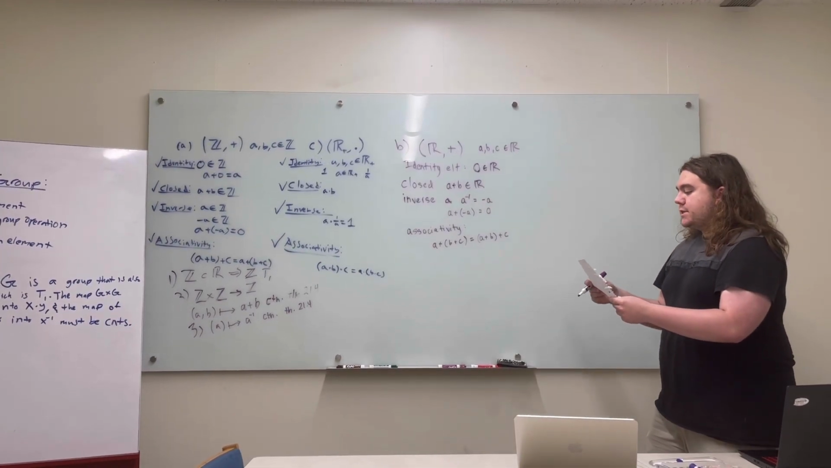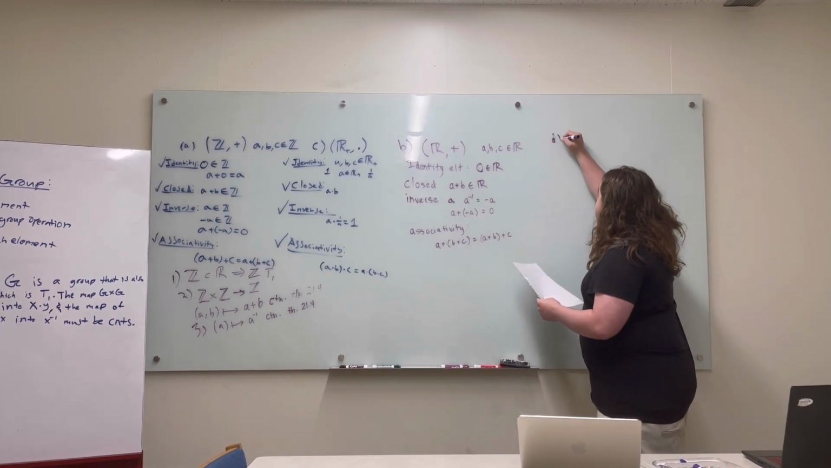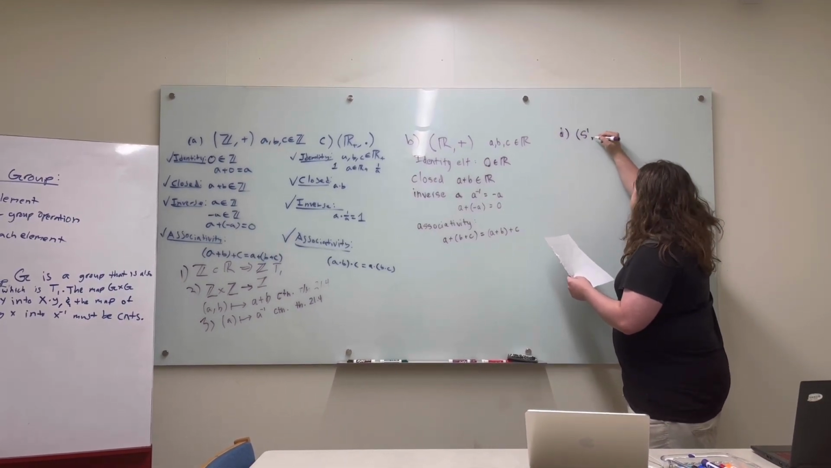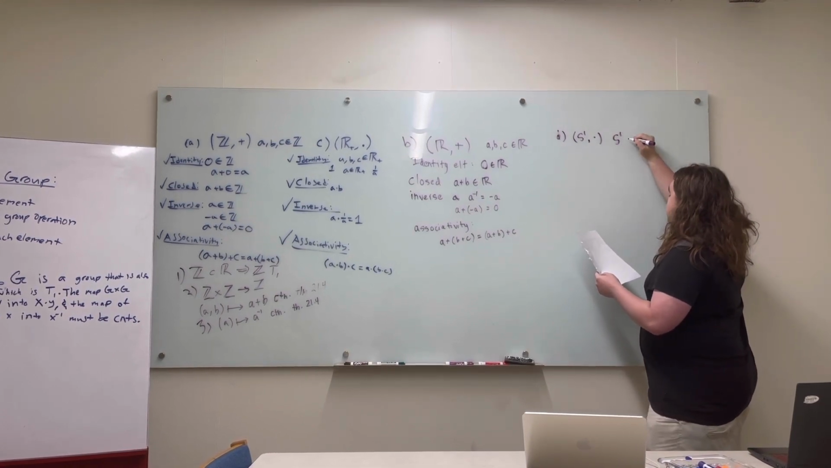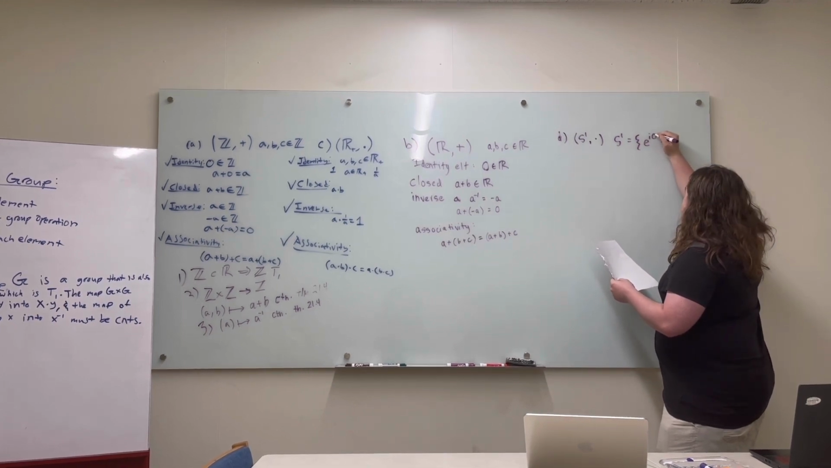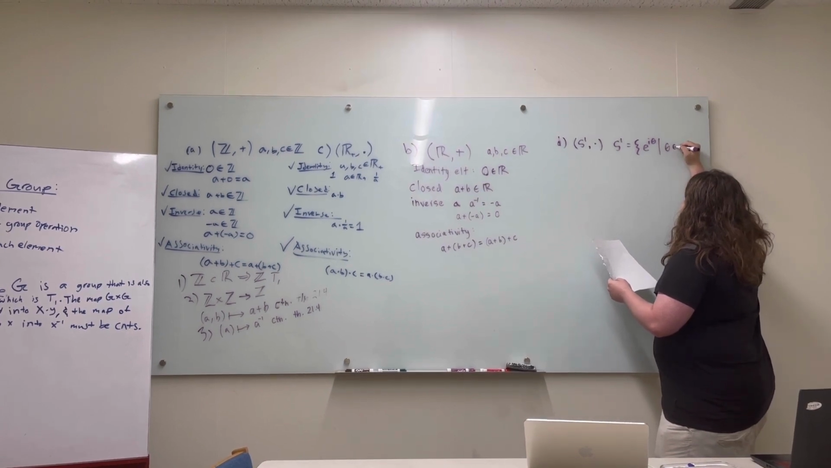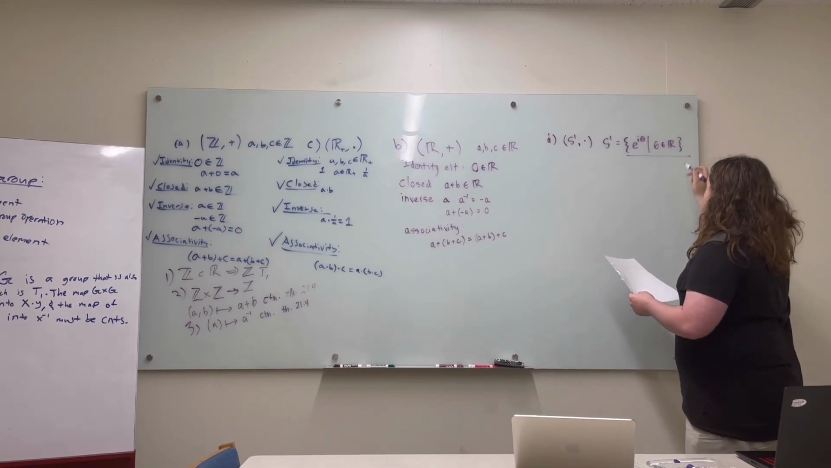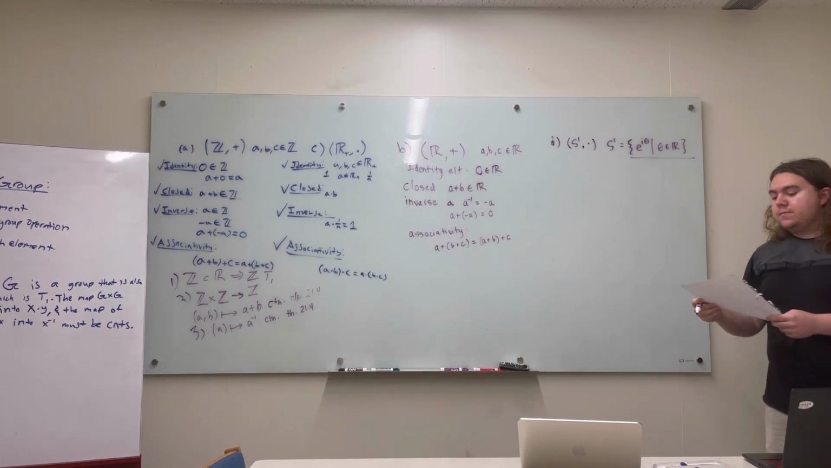Okay, so the next topological group we need to check is D, which is the set S1 with the operation of multiplication. So what is S1? S1 is the set of all numbers e to the i theta such that theta is just a real number. So you might recognize this as the set of all complex numbers with modulus equal to 1.